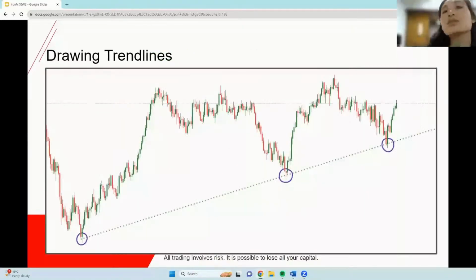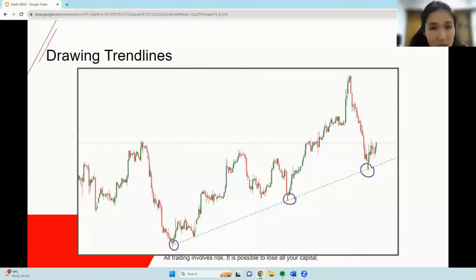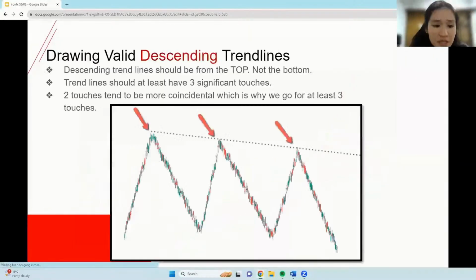So here are a couple of examples. Okay, you can see how significant exactly these troughs should be, or the swing lows should be, in order for them to be considered valid points on a trend line. Okay, here's another example, and here is an example of a descending trend line. So similarly to ascending, they should also have at least 3 significant touches, but for descending, they should be drawn from the top and not the bottom.